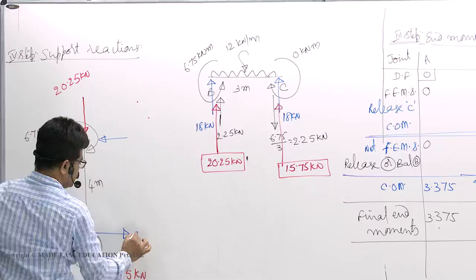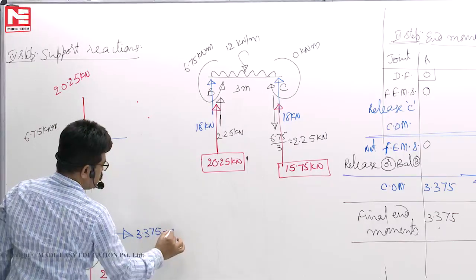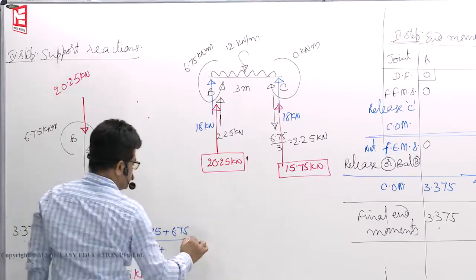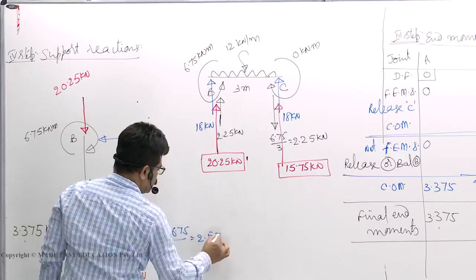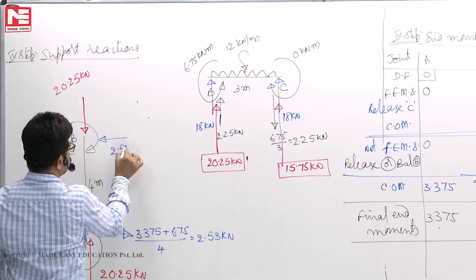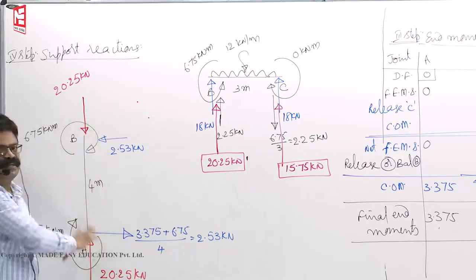How much is that? M by L. Total moment is how much? 3.375 plus 6.75 by 4. So you will get 2.53 kilonewton left. Right side here 2.53. Now you see this is now completely in equilibrium.